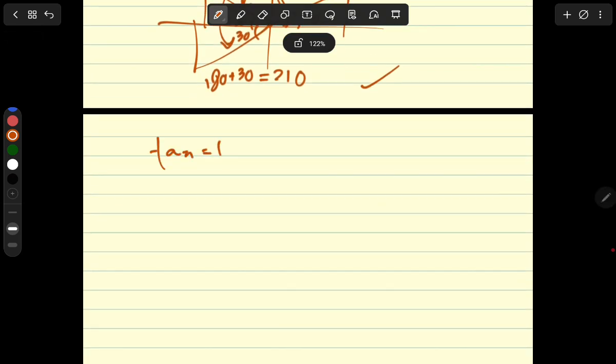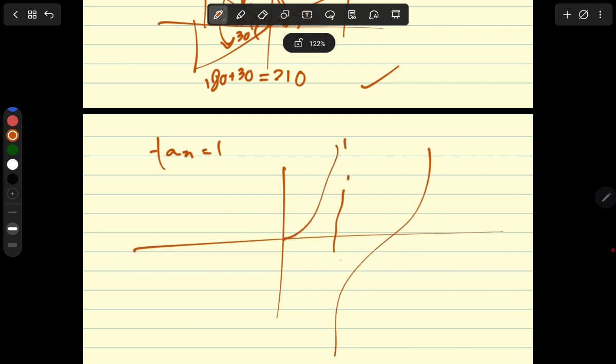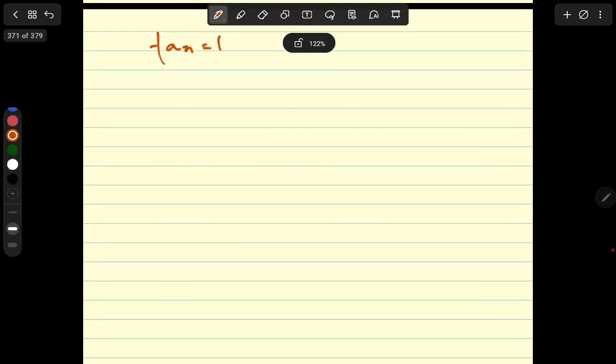Now, tan of x is equal to 1. We saw it in the graphs, which we did in our... Okay, so these are horrible. Let me try to create nice graphs for tan of x. Okay.